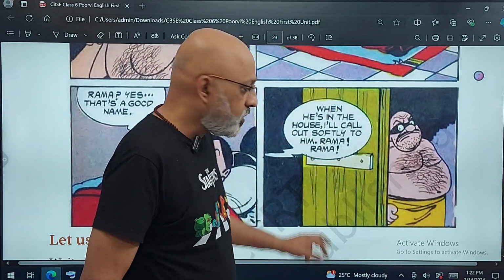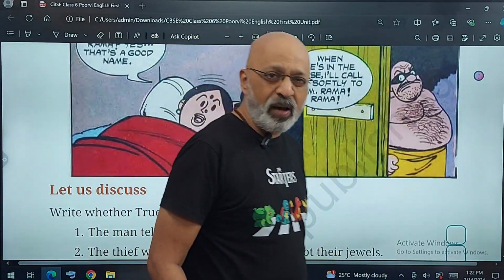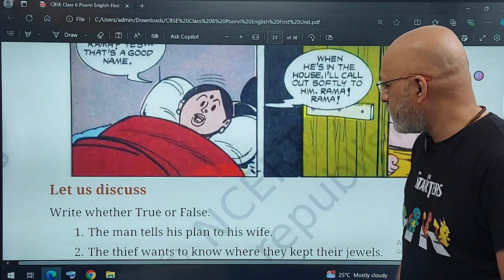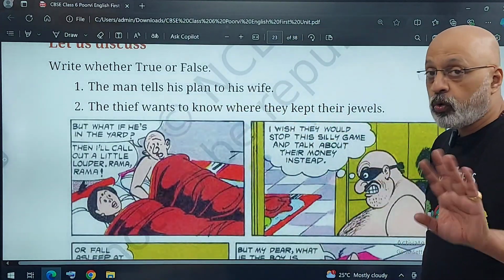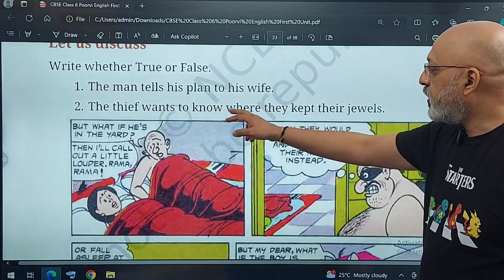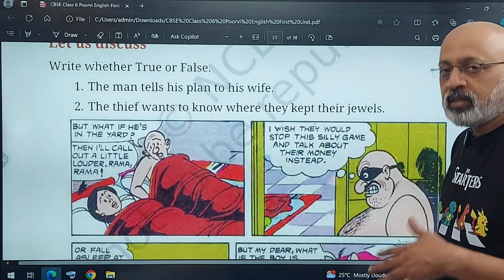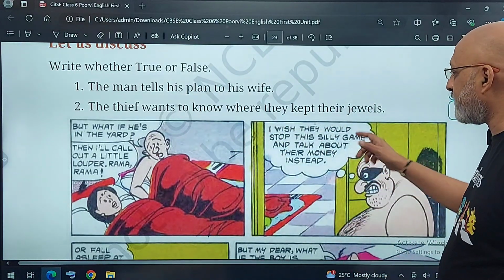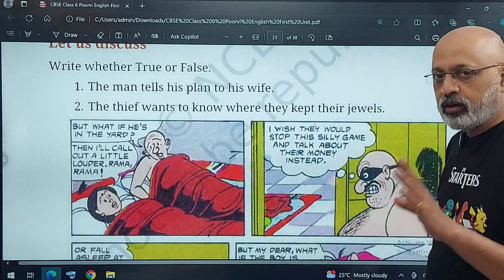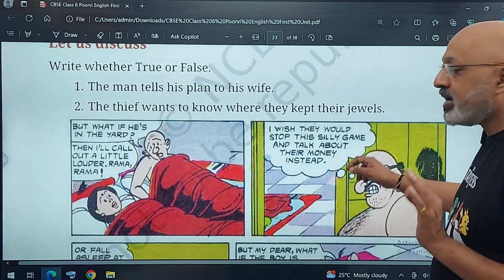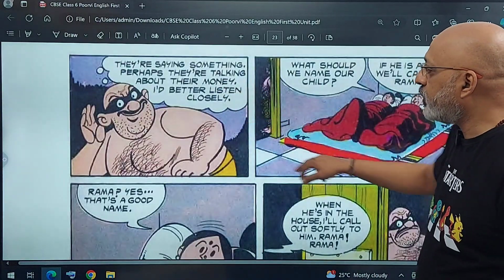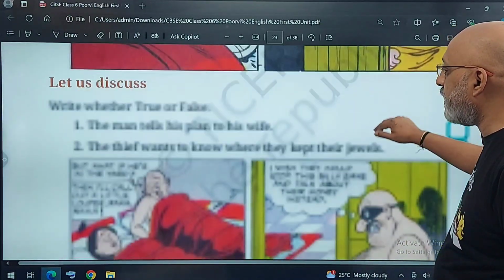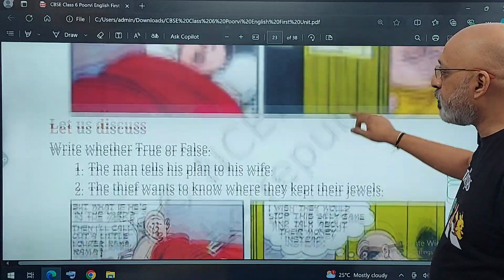This guy is listening and he is not feeling very happy to listen to this nonsensical conversation. Does the man tell his plan to his wife? No, he does not tell the plan to his wife. The thief wants to know where they kept their jewels. The money is what they are talking about. So jewels is not exactly the correct word. The word that he has used is money, right? Let's go and cross check. So he says they are talking about their money. So we are talking specifically about the money.